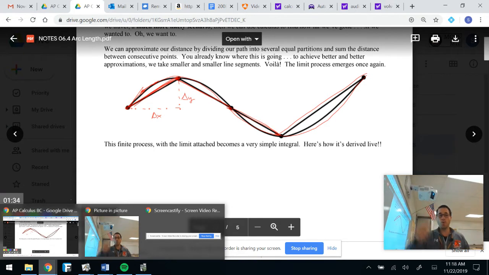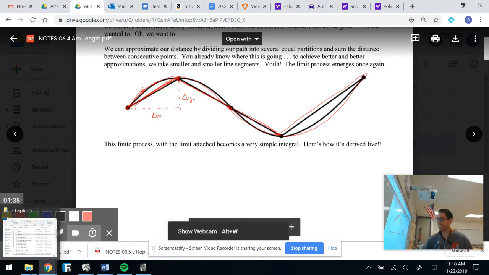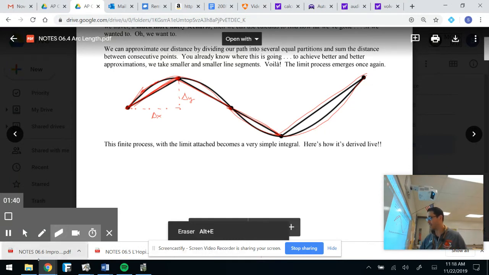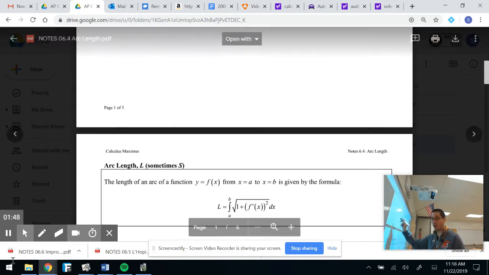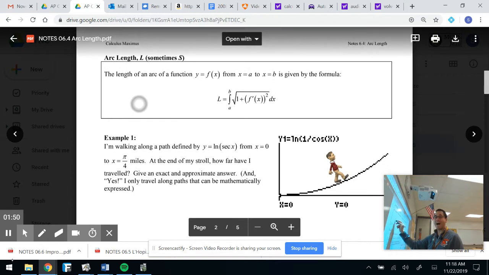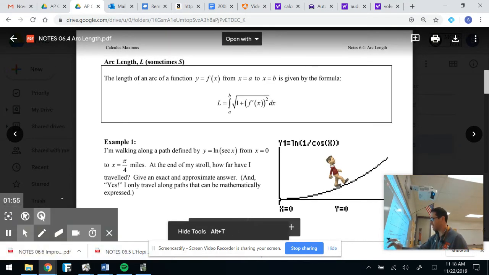Right, class? What is that the idea of? Well, we all know that that is the idea of a limit. And thus, we could derive a formula that would give us the arc length along any such curve. Booyah! There it is, right? How sweet is that? And it's actually derived from the distance formula.